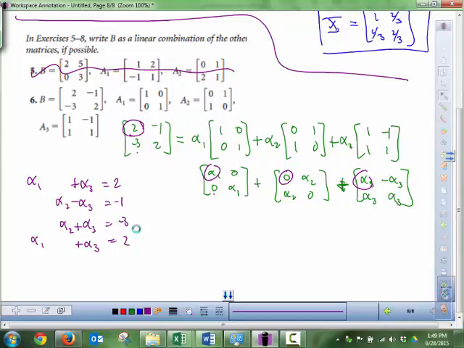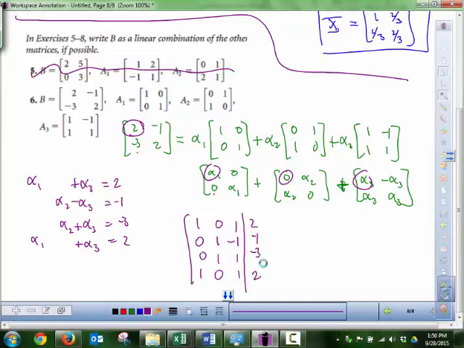Okay. So we have 4 equations and 3 unknowns. What are our chances here? Are we going to get values for this? I hope so. Let's see. So we've translated our linear combination problem into a system of linear equations. And let's see, we got 1, 0, 1, 0, 1, negative 1, 0, 1, 1, 1, 0, 1. Those are the coefficients for my alphas. And then my augmented part is 2, negative 1, negative 3, 2.